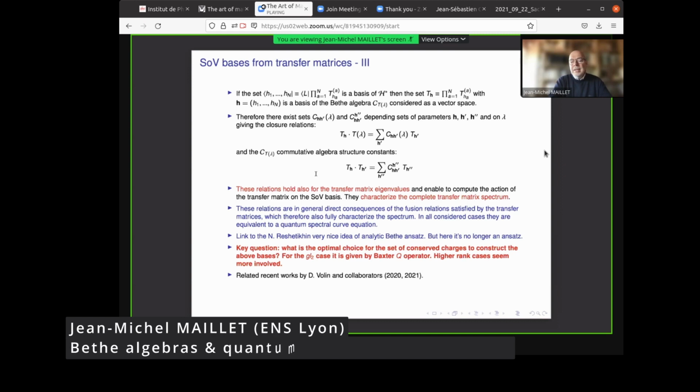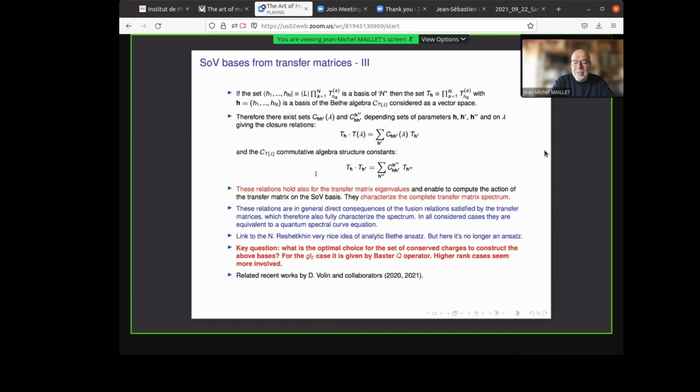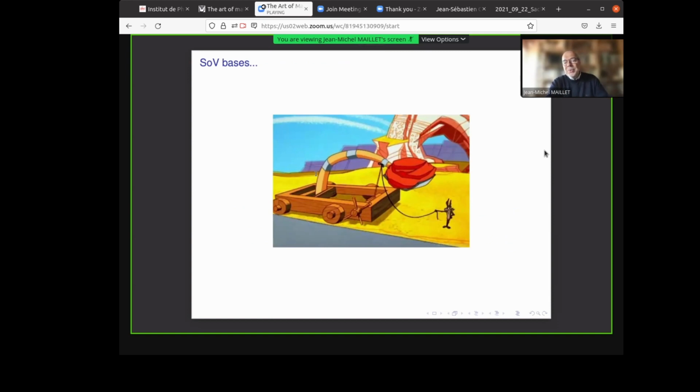And for high rank cases, I will show that it is slightly more involved, but I will comment on that a bit later. And I want to mention, as I said, recent work by Dima Volin and collaborators studying Bethe algebras. And I think this is a topic that we should continue because studying Bethe algebra is very important and studying possible bases is very important. Okay, so this is a way that you can look at what are SOV bases, and you know that you should be careful when you consider such an apparatus.